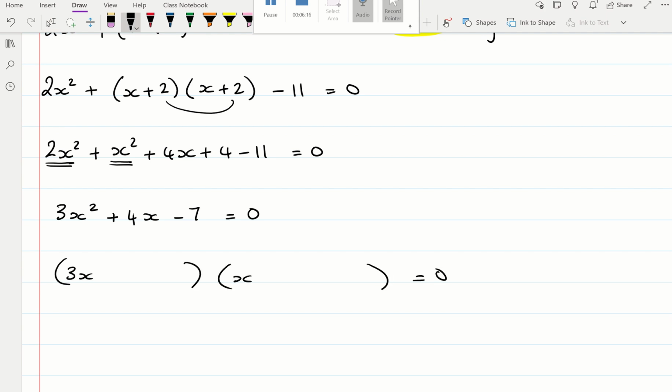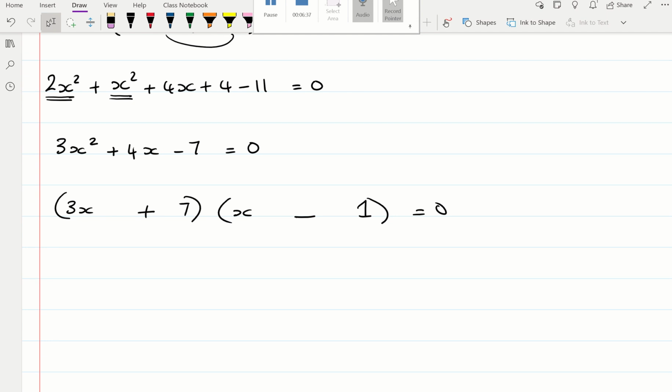3x and x, 7 and 1. So I have 7x and 3x. I want a plus 4, so plus 7, take away 1, so 7x take away 3x is 4x. So I factorized it. So this means 3x plus 7 equals 0, 3x equals negative 7, because I've moved it there. I divide by 3, that's my first value for x, or x equals 1.